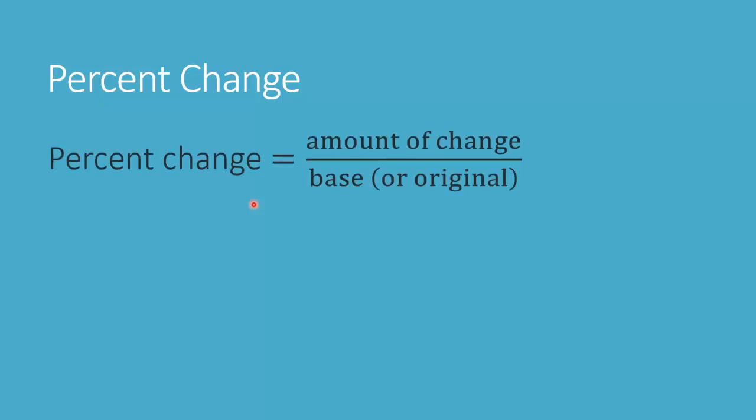Now, another thing you're going to look at is percent change. This is how much something has changed based on what it was initially. This is done by, again, the amount of change divided by the base, or in other words, the original amount. Whatever it was is what you're looking at. You always consider from where it started when it comes to percent change. You never look at the new amount when finding the base. You always start with the original.